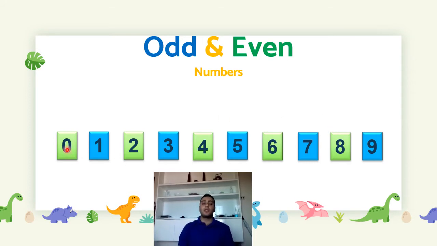So, even numbers are 0, repeat after me, 0, 2, 4, 6, 8. These are even numbers. Now, let's look at odd numbers. 1, boom, 3, boom, 5, boom, 7, boom.